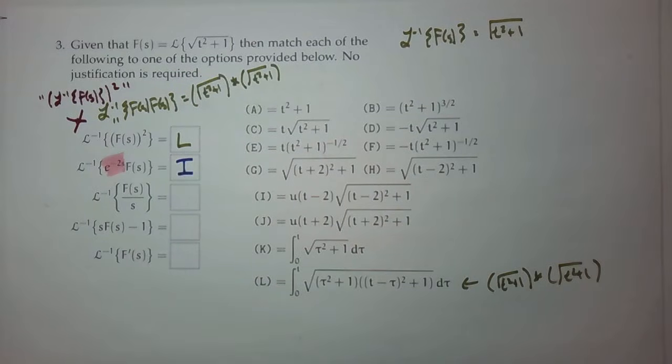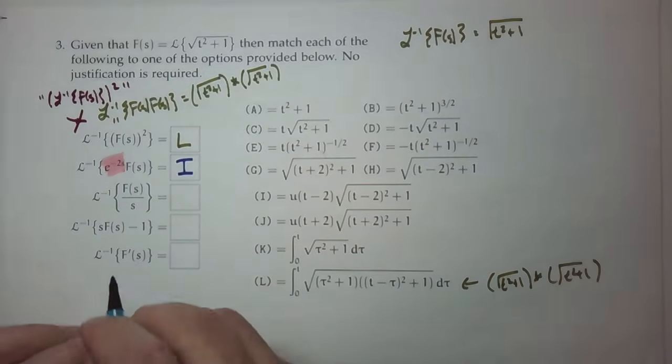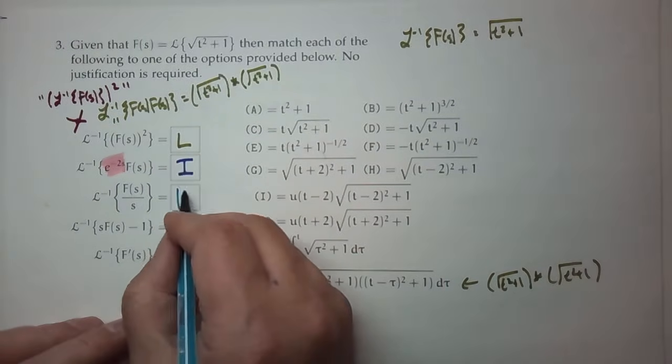Inverse Laplace of F(s) over s. Is that something that we know? Is it on the formula sheet? It is on the formula sheet. What is it? It's the antiderivative, the integral from 0 to t of square root t squared plus 1. Okay.